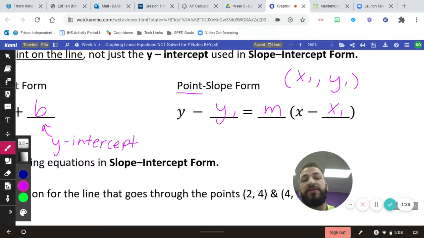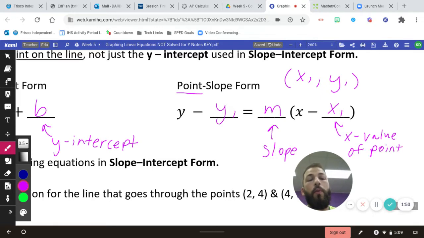So m is still for slope, x1 is the x value of the point, y1 is the y value of the point.